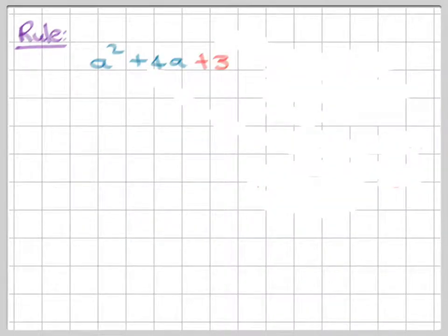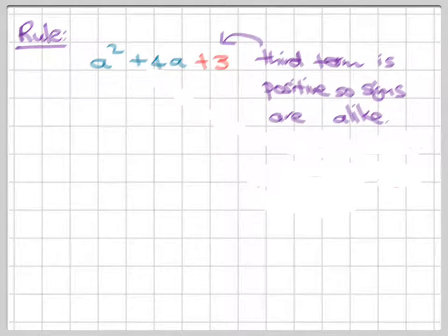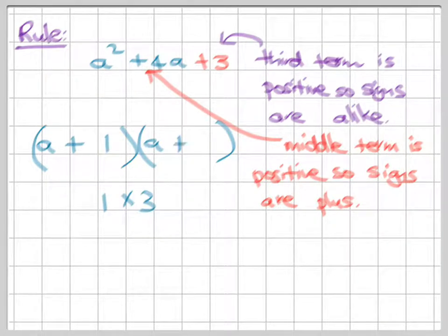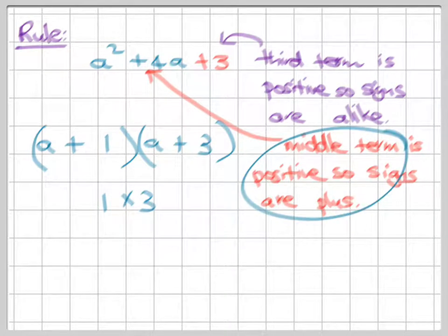So we have the same one, except now we have a different sign in front of the 4. So our first part is we're going to look at our third term, and it's positive. So it tells us the signs are going to be alike. And then we look at our middle term, and it's also positive. So it tells us those 2 signs are both going to be plus. So let's factorize. A, and the factors of 3 are 1 times 3. And they're both going to have to be positive because of that. Okay, over there.